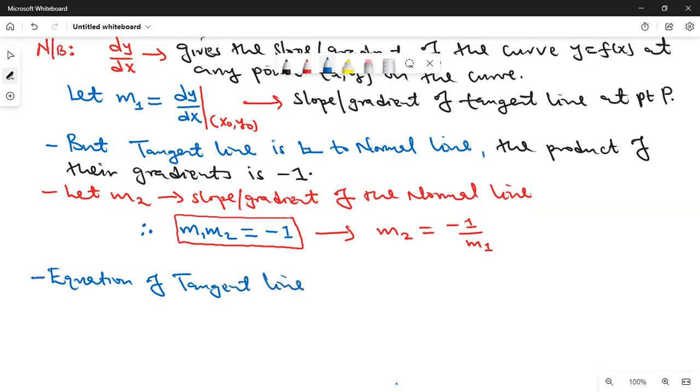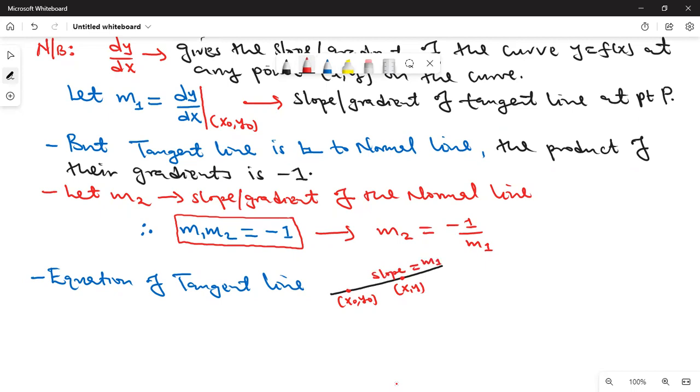You know, the tangent line passes through, let me just sketch here to explain. Let's say that's the tangent line. And we know this line passes through point x naught, y naught. You also need to think of another point, which is xy on the line, a general point. And we know the slope. The slope is equal to m1.